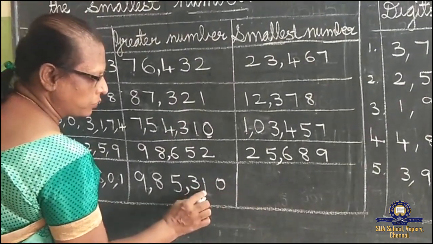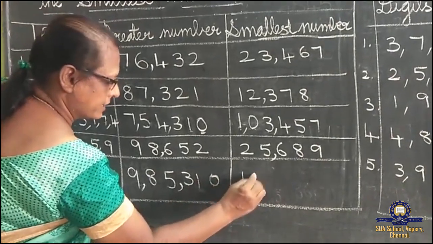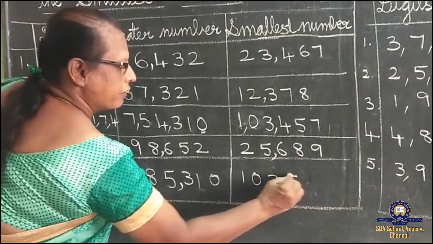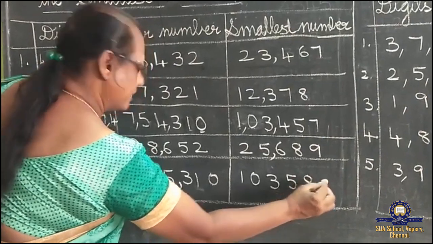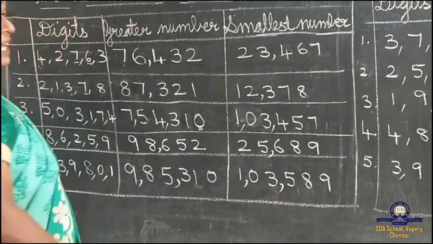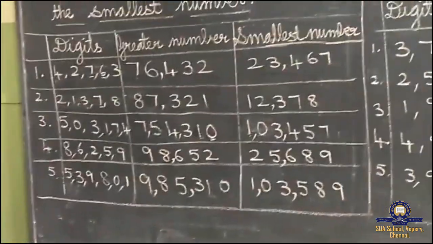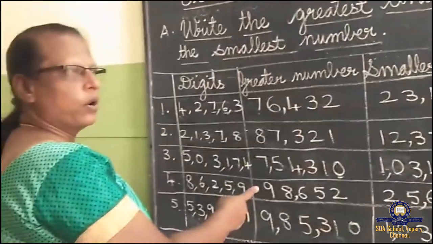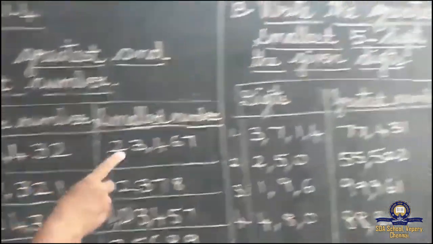No, you have to write 1, 0, 3, 5, 8, 9. So 1,03,589. Understood, children? Are you thorough? Okay. Now we'll go to B1.